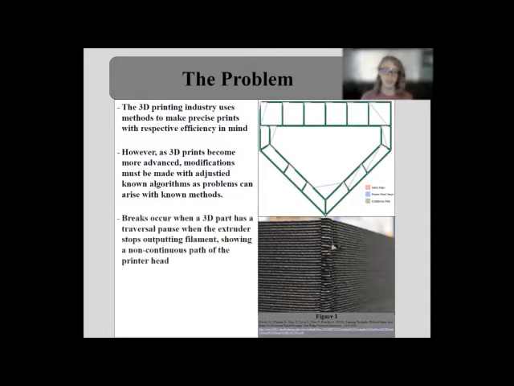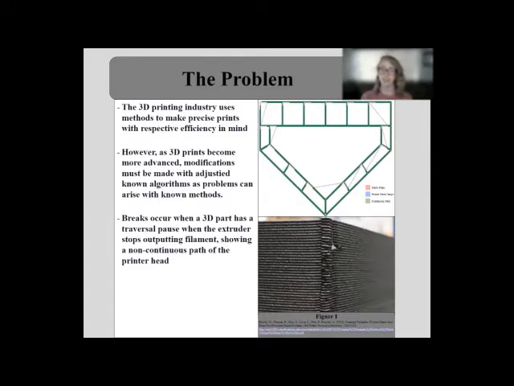3D print breaks are occurring more frequently when we have a traversal pause as the extruder stops outputting filament, showing that there is a non-continuous path of the printer head. This is shown in the figure on the right, where our top portion is a layer of 3D print, and the bottom portion is one of these holes occurring. Notice how along this green continuous path, there are these pink starts and stops along with these printer head jumps.